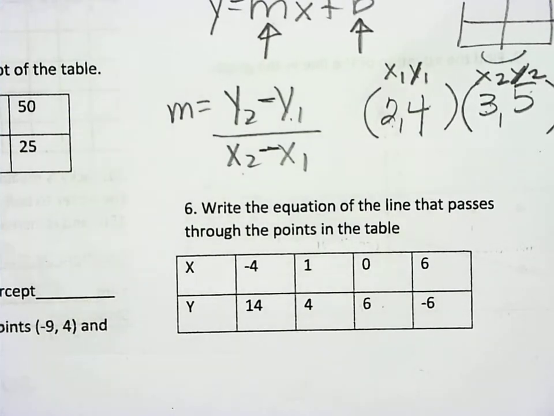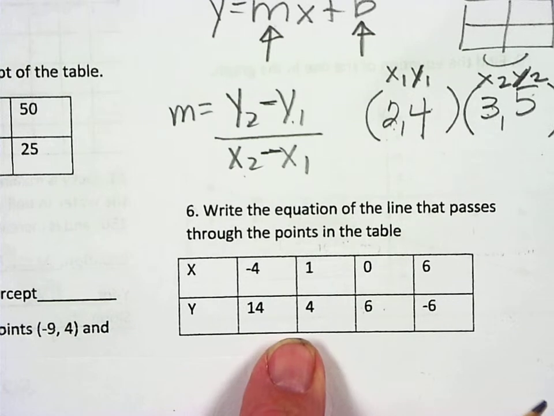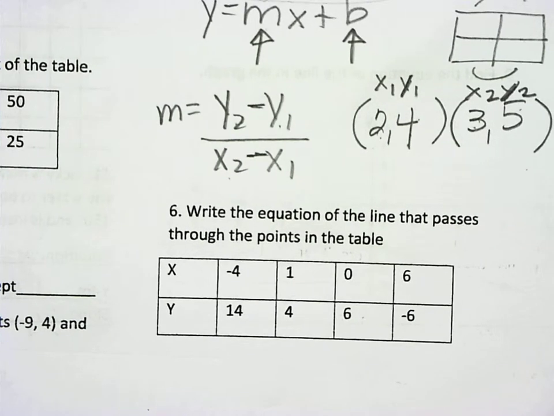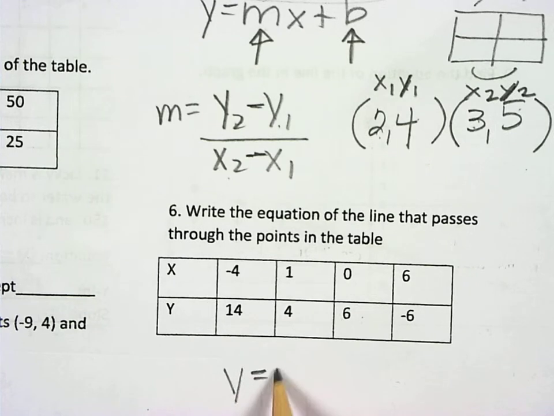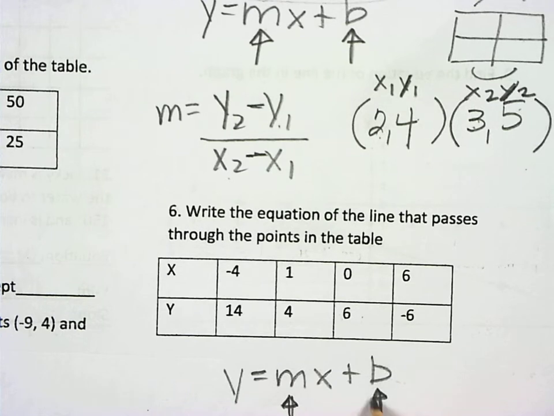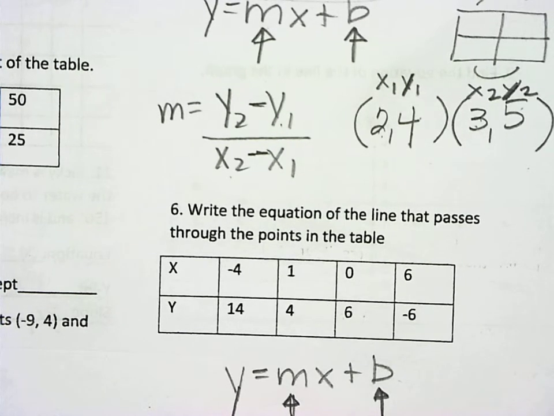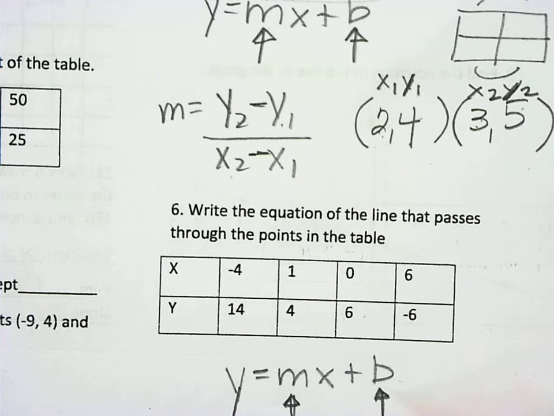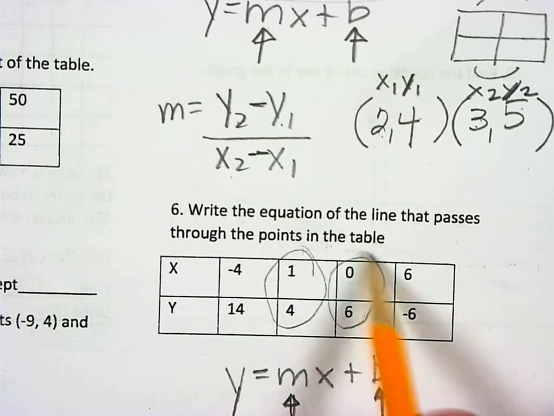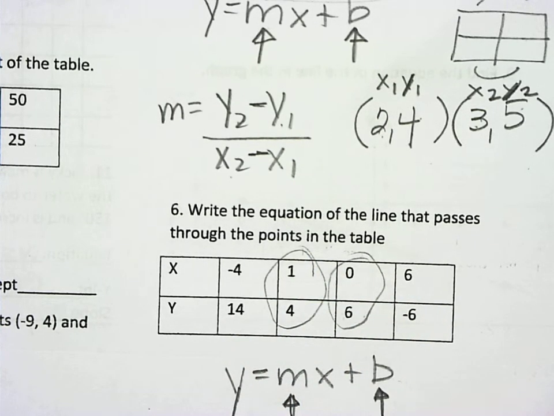Okay, number 6. Write the equation of the line that passes through the points in the table. Well, again, if I'm going to write an equation, I need a slope and a y-intercept. So I'm going to find a slope using the formula or using change in y's over change in x's. We're just going to stick with the formula for now. Pick any 2 points. So I'm going to take this one doesn't have any negatives and this one doesn't have any negatives, so I think those are the ones I'll work with.